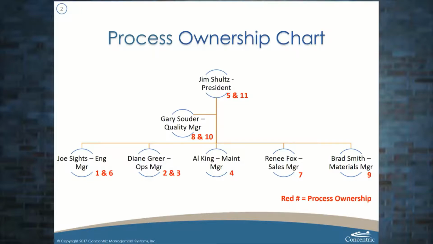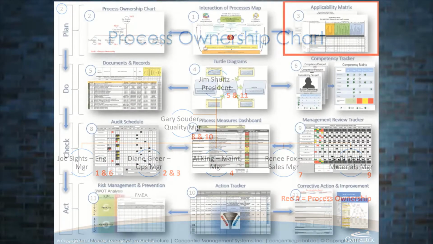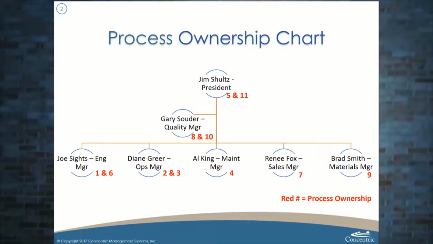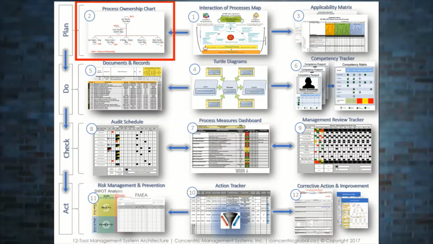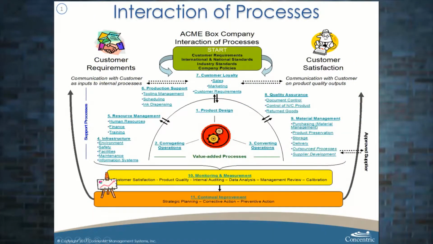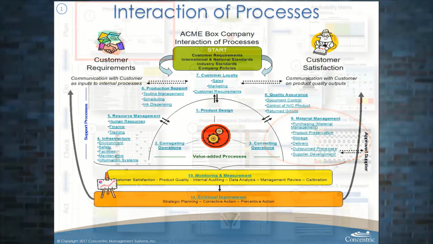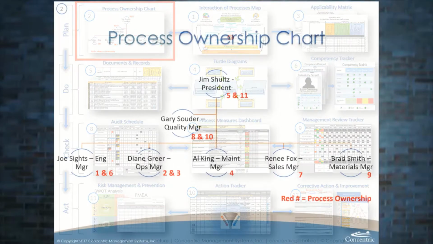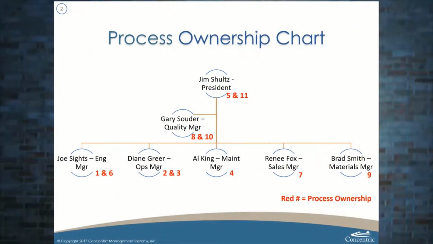So you can see here Brad Smith on the bottom right is the material manager, and Brad Smith owns process 9. So if we go back up to process 9, you will see on the bottom right that material management is process 9, and Brad is responsible for the ownership, the maintenance and improvement, the overall performance of that process number 9. And you map that out to all of the top managers, all of the process owners that are responsible for the ownership of processes 1 through 11.